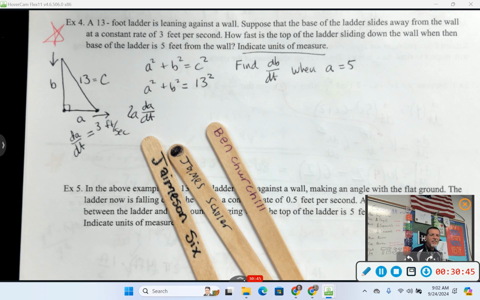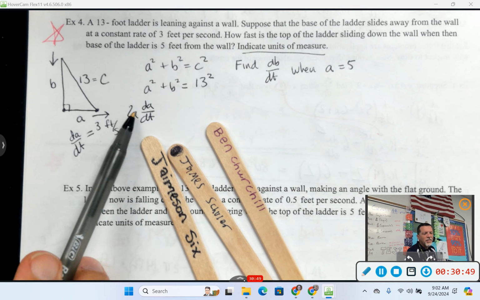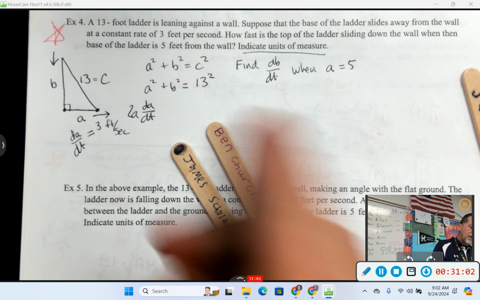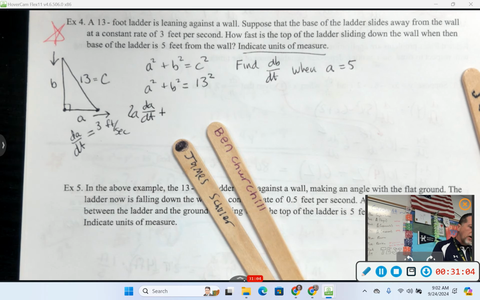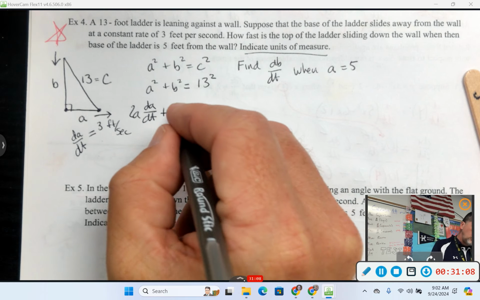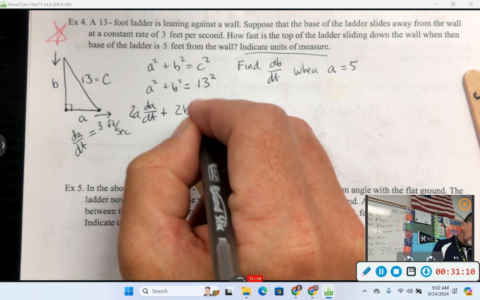Small side note here, she said dA over dt, and that's fine, but we'd like to emphasize that this is not really a fraction. It's one quantity. It's dA dt. So if you say dA over dt, that's okay, but be careful, it's not a fraction. It's one quantity, dA dt. James, how about the derivative of b squared with respect to time? Is it 2b dB dt? Very nice.